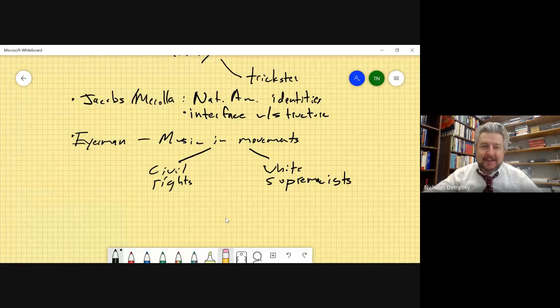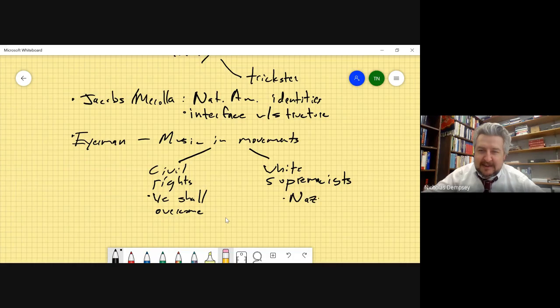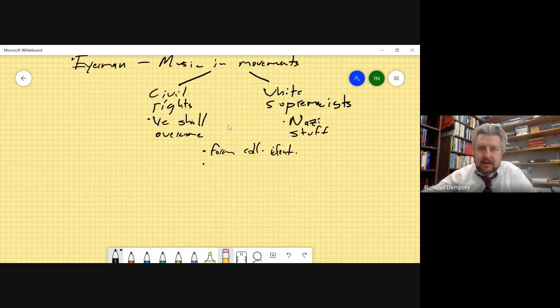This article is about the African American civil rights movement in the U.S. and, of course, specifically music like We Shall Overcome. And then the white supremacists used Nazi stuff. I shouldn't say specifically Nazi songs, but punk music about Nazis and racial pride and all that sick stuff. And the takeaway, for me anyway, from this, is really the power of music to form collective identities and to structure experience.